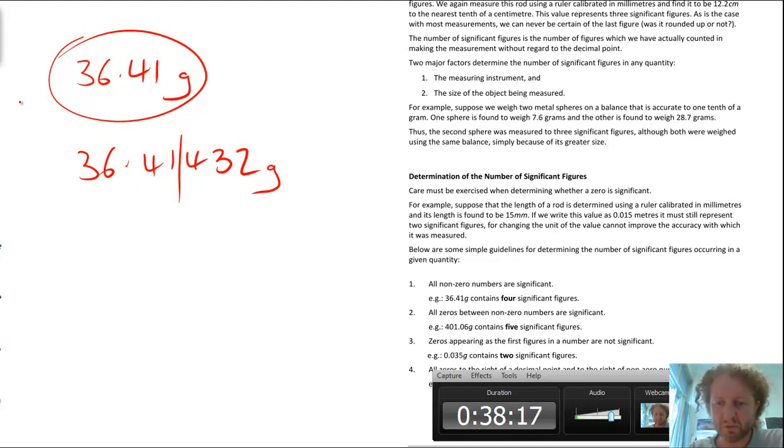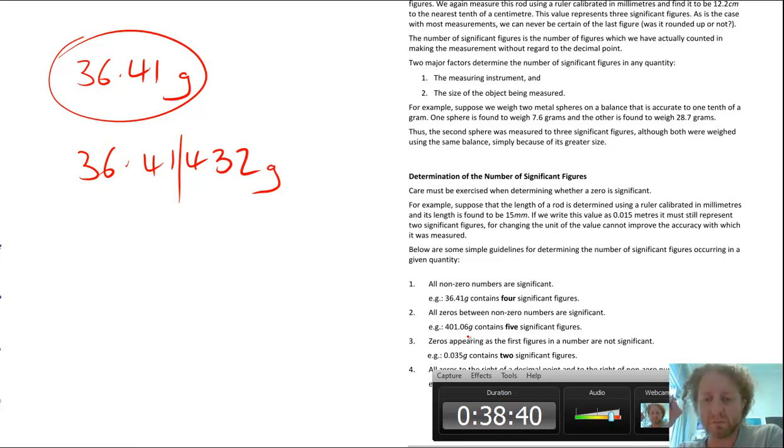What about the next one? All zeros between non-zero numbers are significant. Well, that's what I said before. When you start counting significant figures, just because you hit a 0, don't stop. My first significant figure is a 4. And then the second is a 0, the third is a 1, the fourth is a 0, and the fifth is a 6. They are all significant figures. They all count. They're all actually measured.